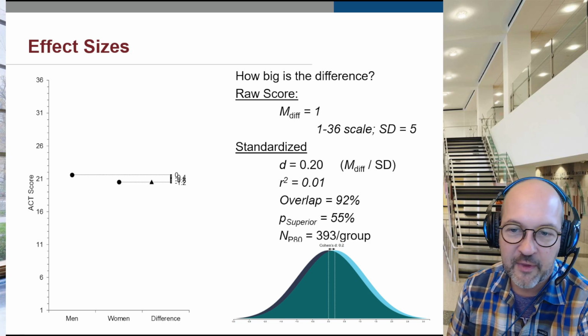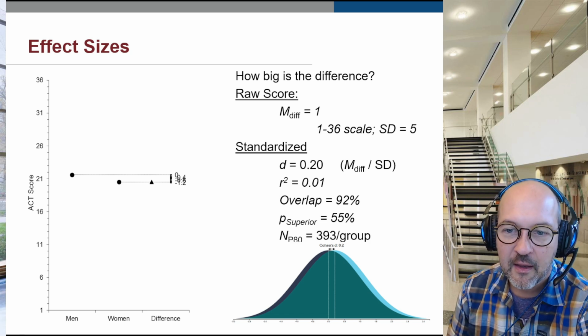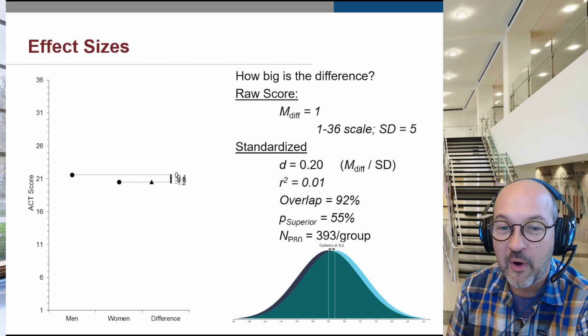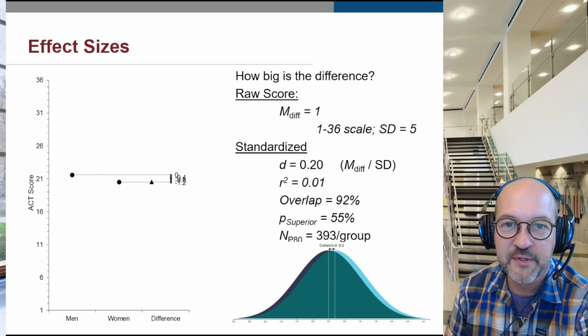One really nice way to think about effect sizes that I like is in terms of the sample sizes needed to study. If you wanted to have an 80% chance of detecting the difference in math ACT scores between men and women, you'd need about 400 participants of each gender. So that puts effect sizes in a kind of resource allocation framework.